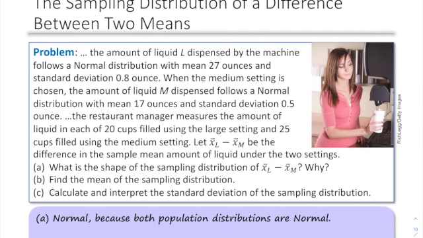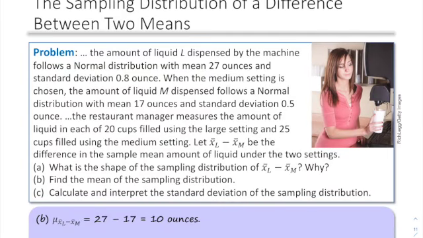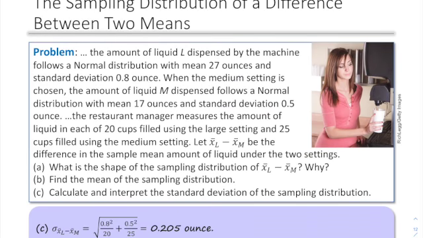The shape is normal because both population distributions are normal. The mean is simply 27 minus 17, which gives us 10 ounces. And for the standard deviation, we'll add their variances and then of course take the square root. So we get 0.205 ounces. Here we do not have to check a 10% condition because we're not sampling without replacement. Remember, the 10% condition is all about when we're sampling.